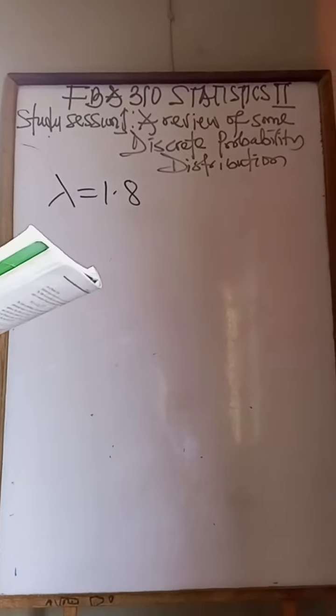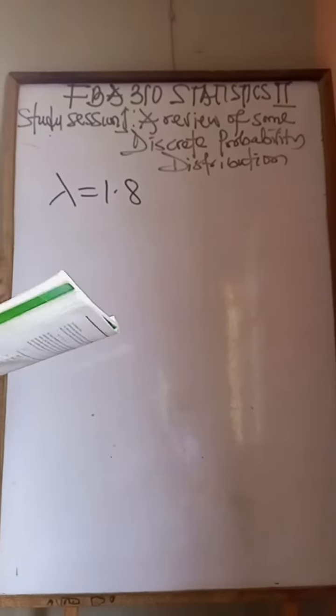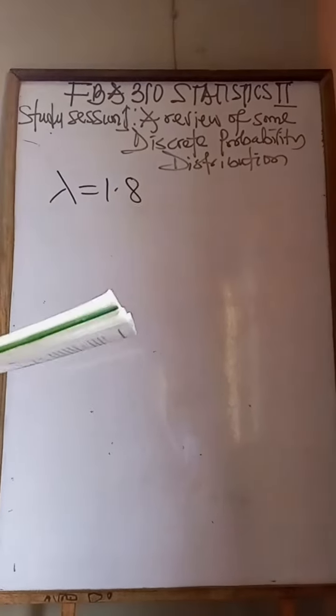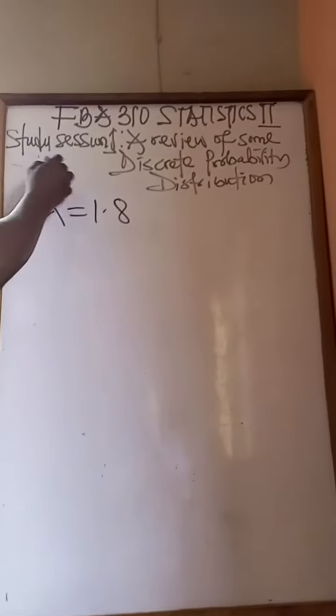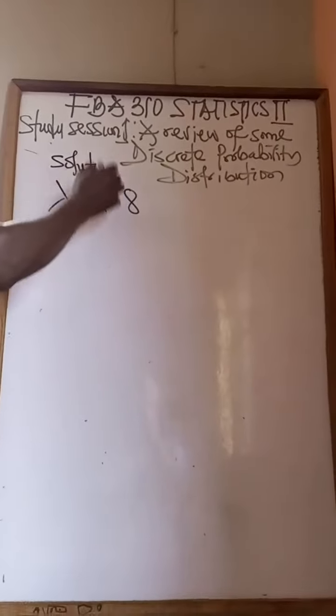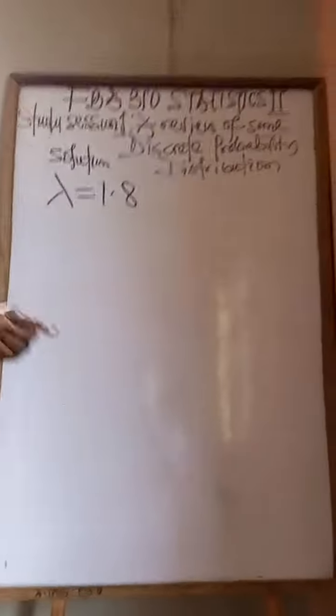We have to find what? The mean of random variable x, one, the variance, two, and the coefficient of variation. So the solution goes towards this. Of course, our lambda equals 1.8. This is very, very simple.